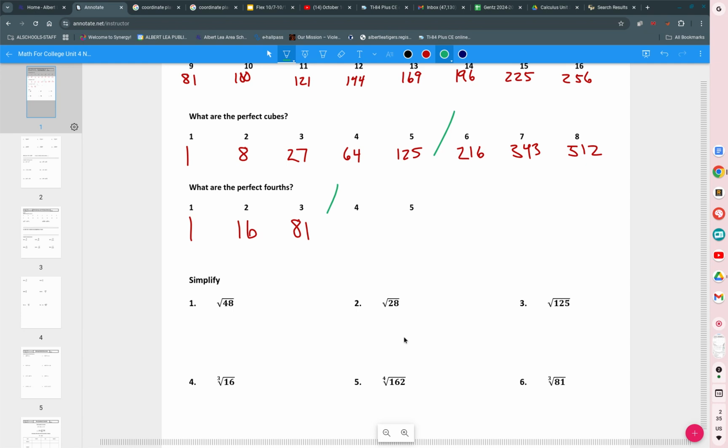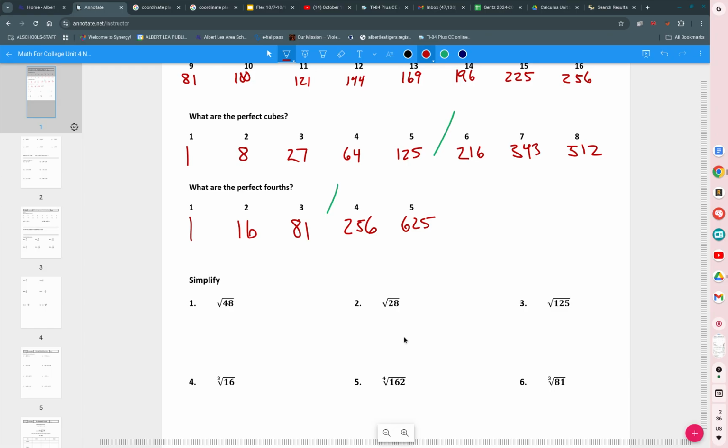But I will let you know that 4 times 4 is 16, times 4 is 64, and times 4 more is 256. So 256 is a perfect fourth. And 5 times 5 is 25, times 5 more is 125, times 5 more is 625. Okay?